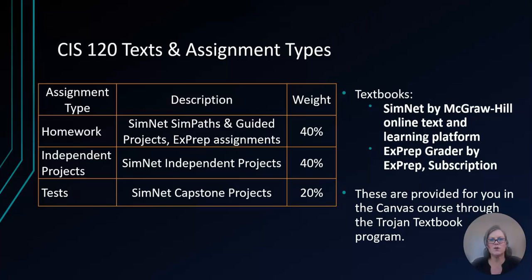Whenever you see a link to an assignment, you just click on that link and it takes you directly to one of these platforms where you will do your work. The chapters of the textbook are also provided through SimNet. So everything is accessible through those Canvas links, and that's automatically available to you through the Trojan textbook program. That's just part of your fees, so you don't need to buy any textbooks to be able to do what you need to do in this course. These should be available to you on day one. If they are not available or your links aren't working, let me know as soon as possible.